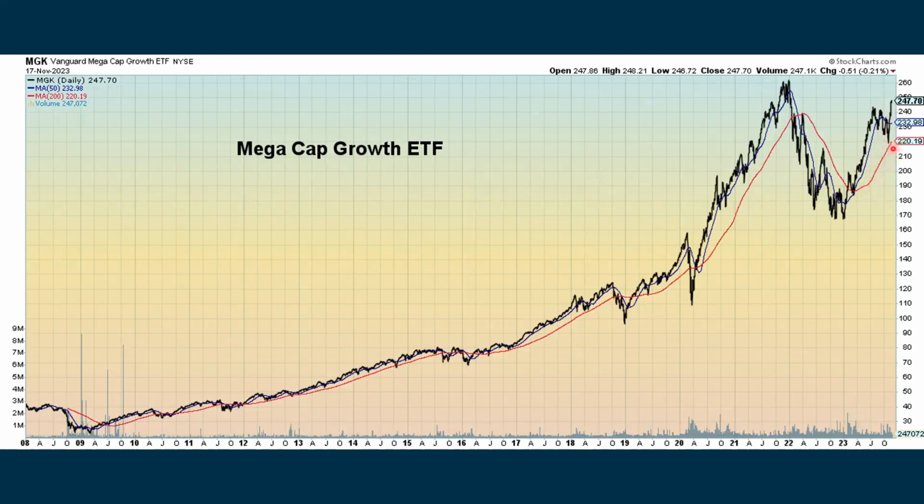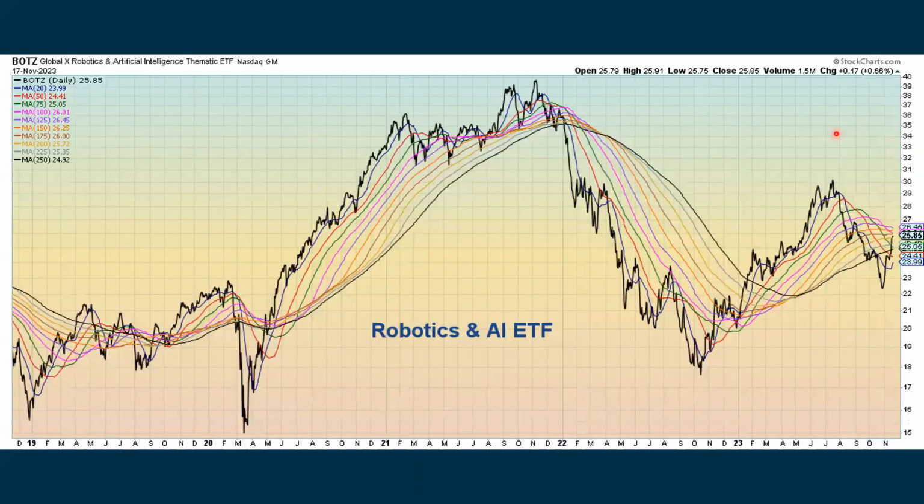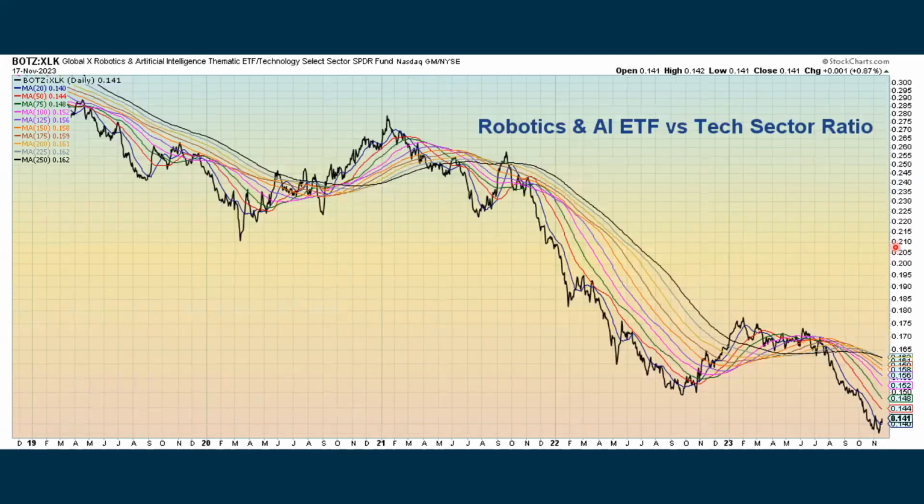They came down to their 200-day moving average, were able to bounce up off of that, and have been showing some strength since then. The robotics and AI ETF, a lot of people are really into this. It's showing some improvement here, but it's coming right back up into about the middle part of the rainbow. But when we look at it on a ratio basis and compare it with the tech sector, it's really been underperforming.